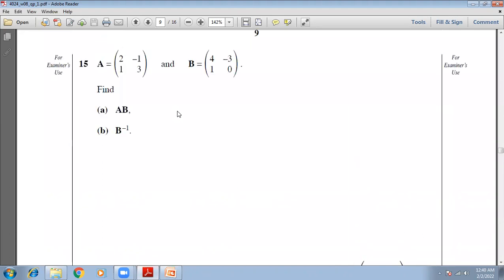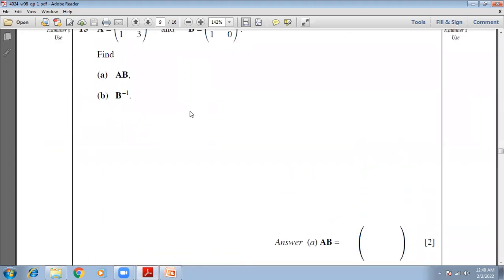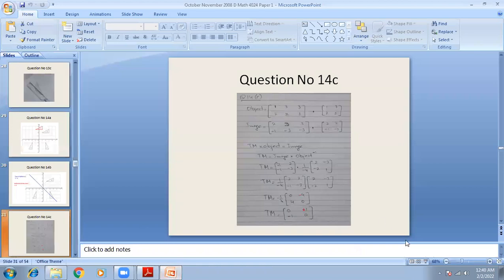This is a 2 marks question. Here our matrix A is given, and the matrix B is given. First of all, they want you to find out A multiply B. Then they want you to find out the B inverse. So each part is of 2 marks. That is how you do question number 15.